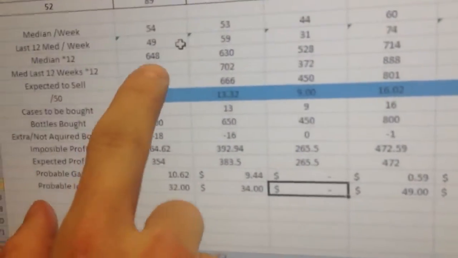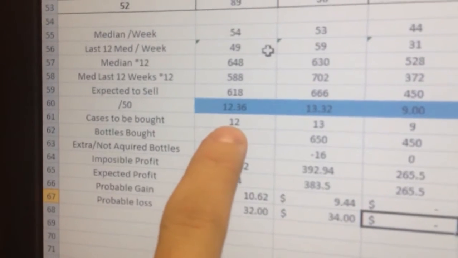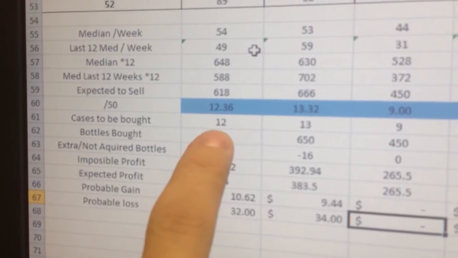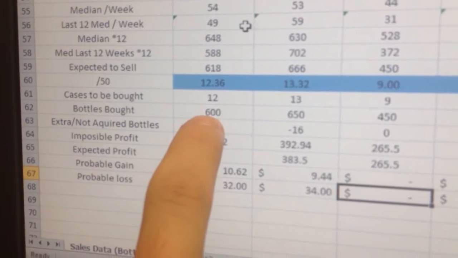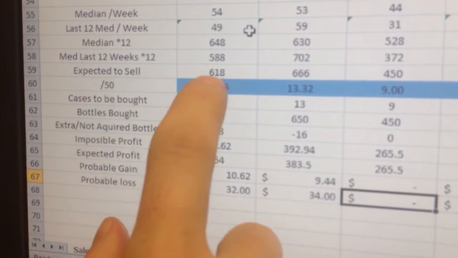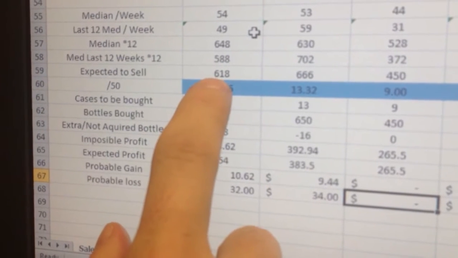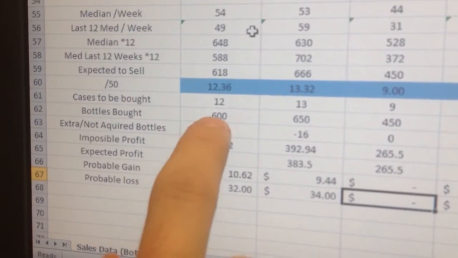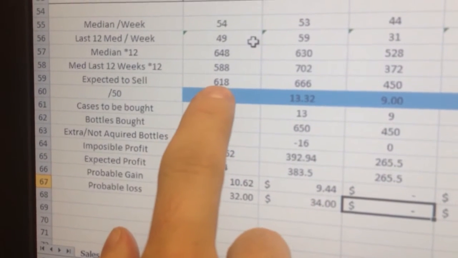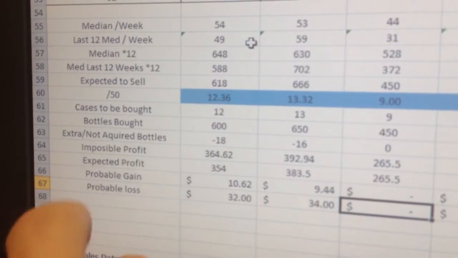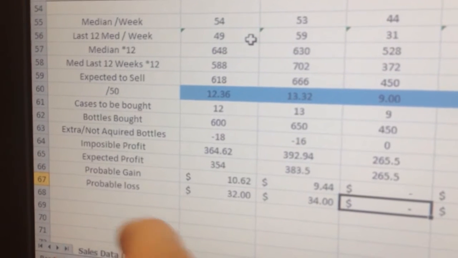Alright, so as you can see with this example right here, we have 12 cases that we are going to buy. The number right below it is the number of bottles that come with it. We expect to sell 618, as Mark mentioned before. The problem is that we can only get 600, we can only get 50 per case. So we decided not to buy that last 50 bottles because it wouldn't be practical.